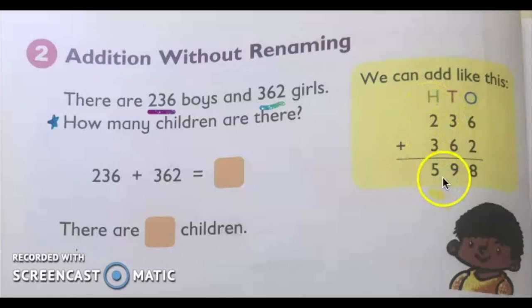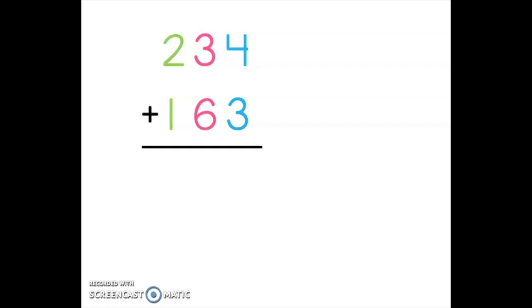So our answer is 598. 236 plus 362 equals 598. There are 598 children. Now let's look at this other example.